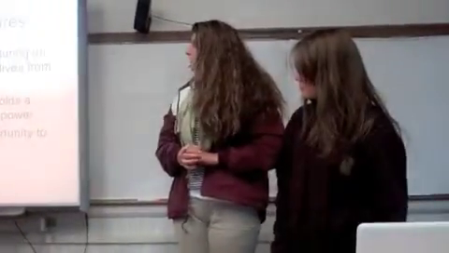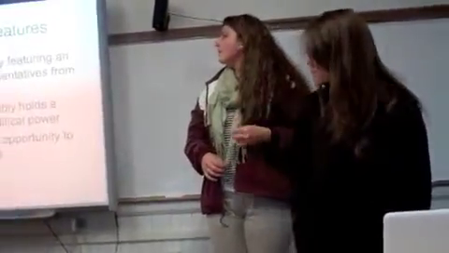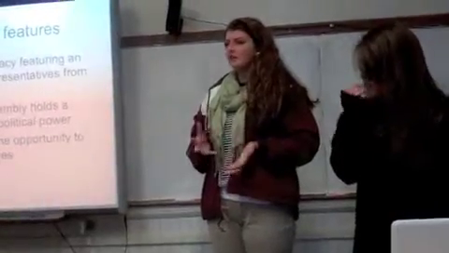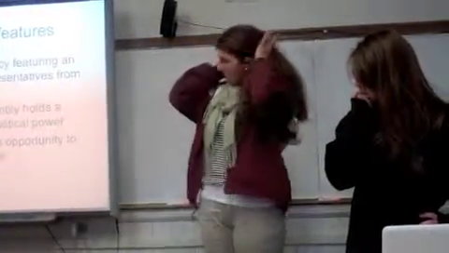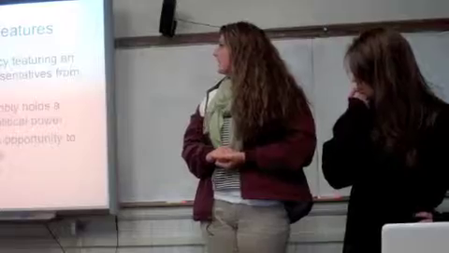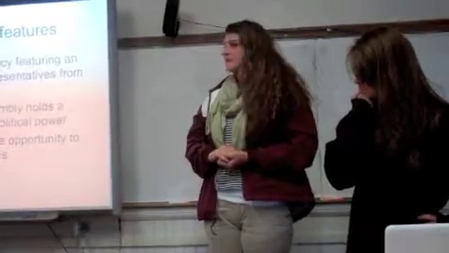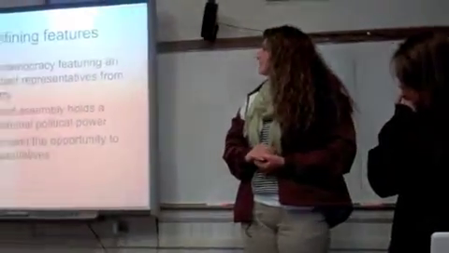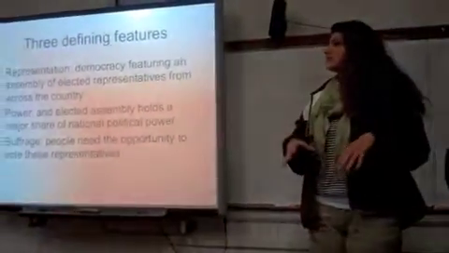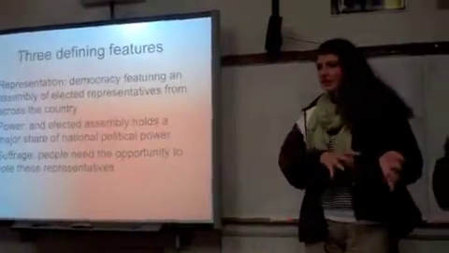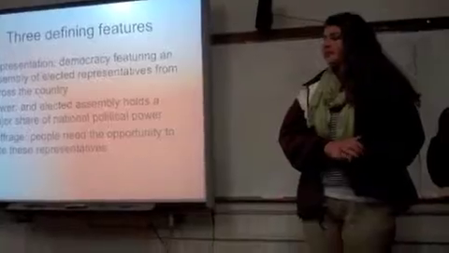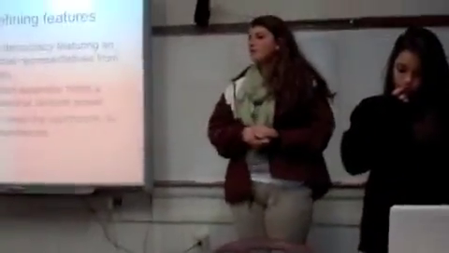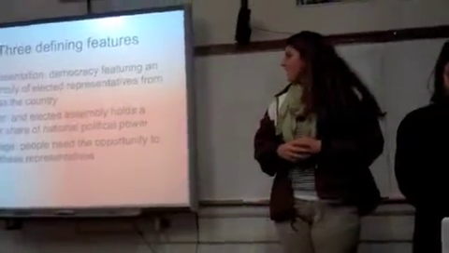Okay, so the 3 defining features. In order to have a solid representative government, you have to have representation, which means that the democracy features an assembly of elected representatives from across the country. So each state, instead of individuals, would have somebody who represents them, represents that part of the country, and makes the decisions in making laws.